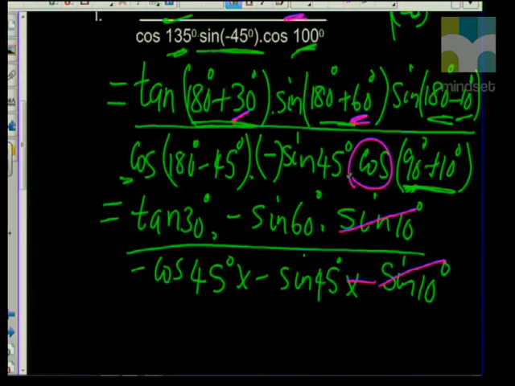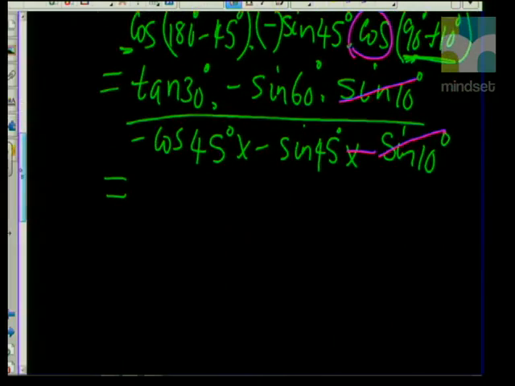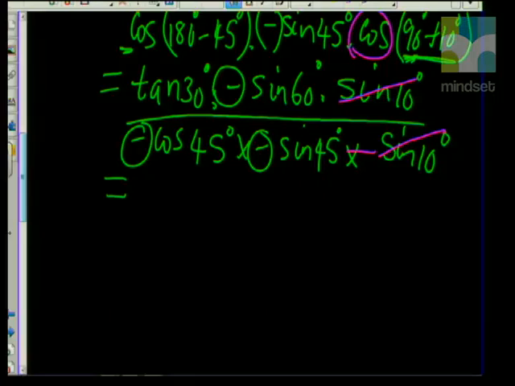Now, we go on to our signs. I've got a negative here. There's a negative, there's a negative, there's a negative. So in my denominator, I've got a plus. In my numerator, I've got a minus. So minus divided by a plus, I get a negative.